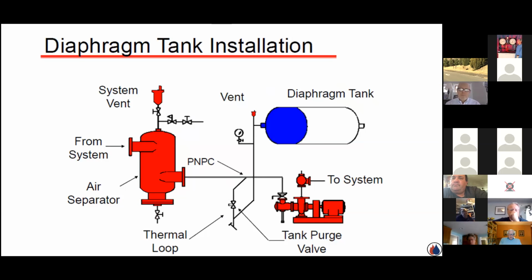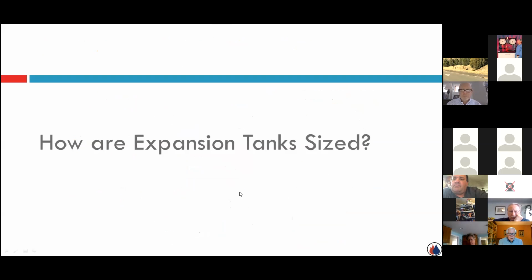This is the same thing, just shown in a commercial application. I have a Rolairtrol air separator, eliminating the air. I have my diaphragm tank, noted PNPC, point of no pressure change, before the suction of that pump. This is a properly installed system. How are they sized? How do we size an expansion tank?